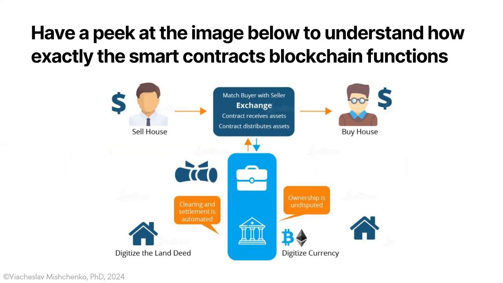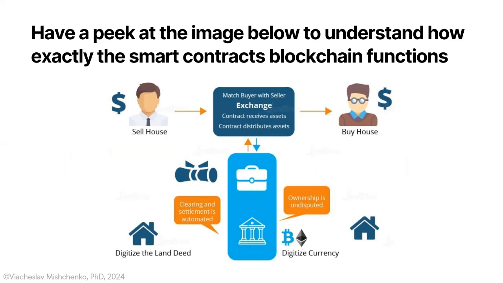So you can notice that a central exchange mechanism exists here. And what is very interesting to me is how the smart contract automatically handles the matching of buyer and seller sides, and how it manages the asset distribution. Because the contract here acts as an automated escrow service, if you will. But at the bottom, you can see two crucial elements: the digitized land deed and digitized currency.